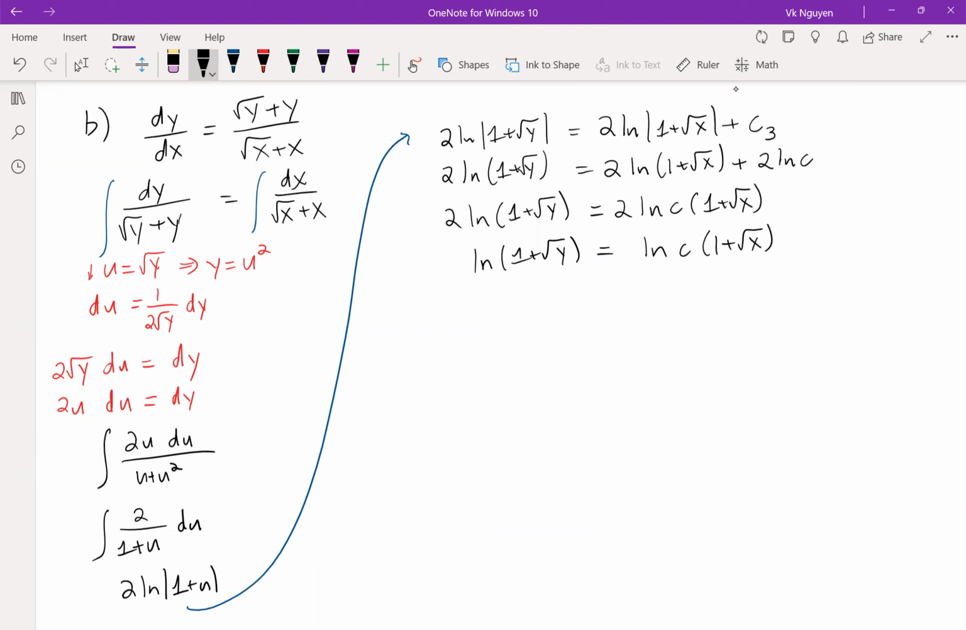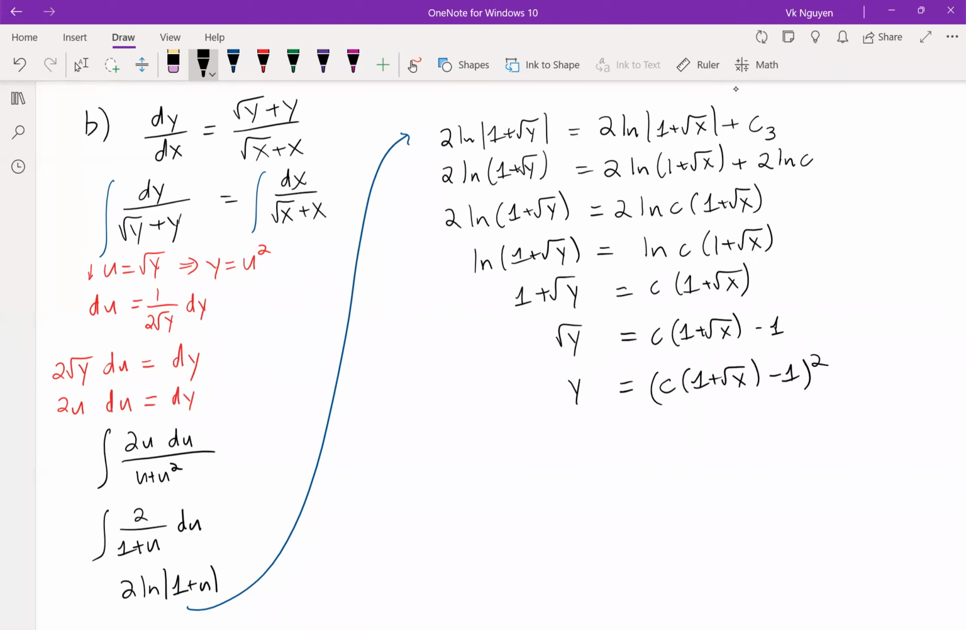Okay, 1 plus root y equals c times 1 plus root x. Root y is c times 1 plus root x minus 1. So y is c times 1 plus root x minus 1, squared. Very nice.